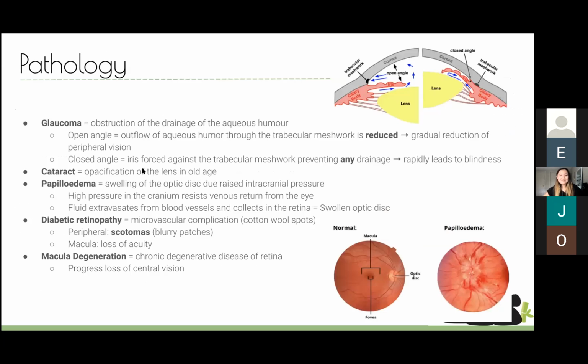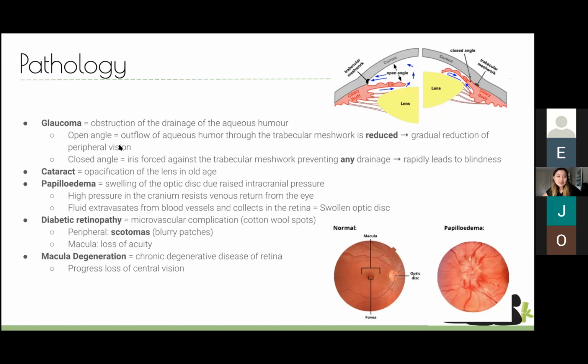Pathology of the eye. This is quite a broad summary, but glaucoma is when you obstruct the drainage of aqueous humor. You can get open angle or closed angle. When it's open angle, the drainage is reduced. So you get gradual reduction of peripheral vision. Closed angle is when there's no drainage. There's zero chance you're getting into that trabecular meshwork. That rapidly leads to blindness.